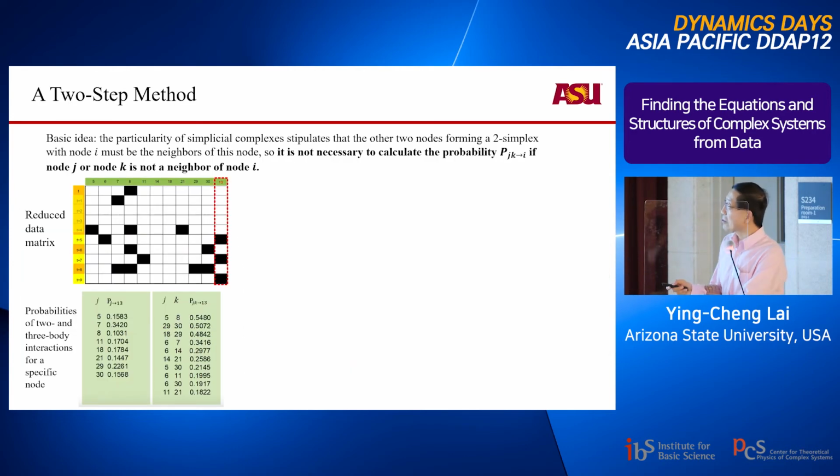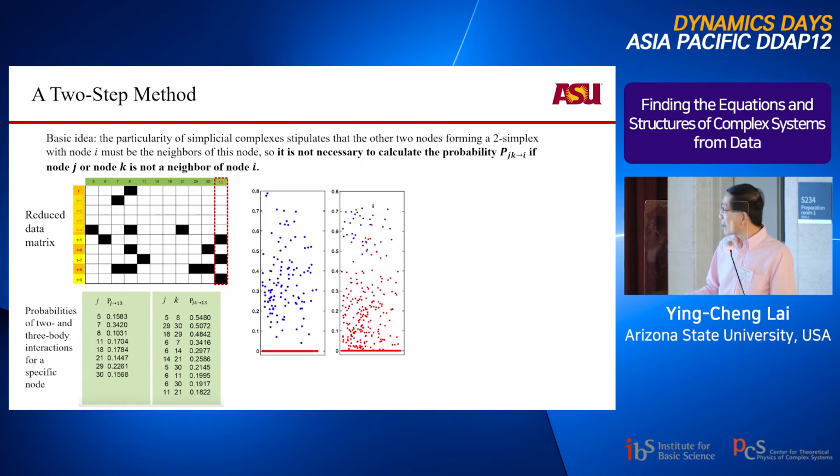And then we figure out the so-called two-step method. Basically, we know the particularity of the simplicial complexes stipulates that, if we look at the two simplex, then the other two nodes forming a two simplex with node I must be neighbors of this node. So it is not necessary to calculate this probability if node j or node k is not a neighbor of node I. That simplifies things a lot, because if they are not neighbors, obviously they will not belong to this triangle, the two simplex. This way we get a reduced data matrix, then we repeat the whole thing again, and you get this, which is a little bit better than the previous case, as you can see here.